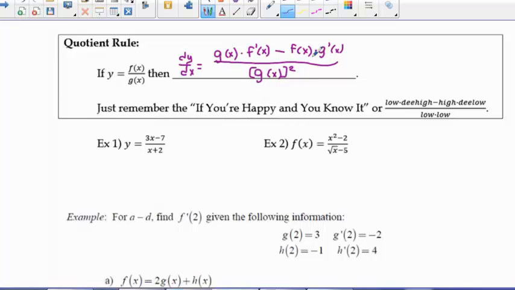It's the bottom times the derivative of the top minus the top times the derivative of the bottom. For the rest, you won't be scared. It's all over the bottom square. This is calc, this is calc, this is calc.